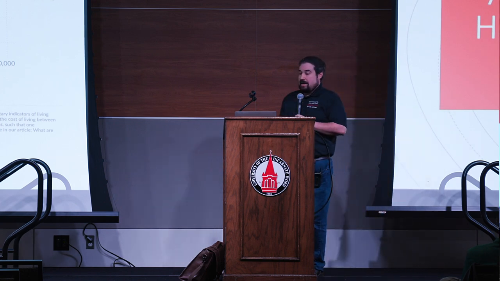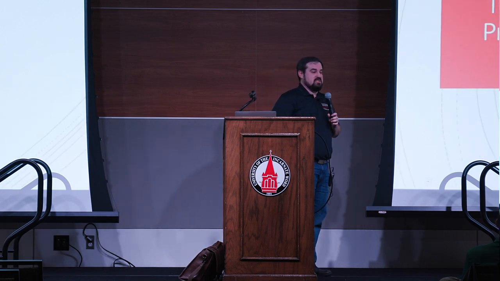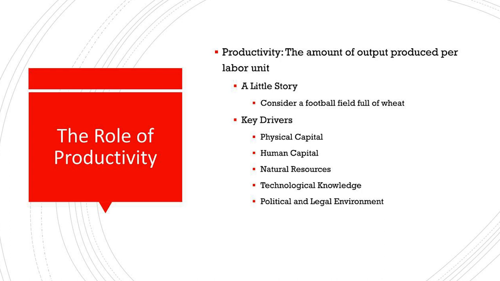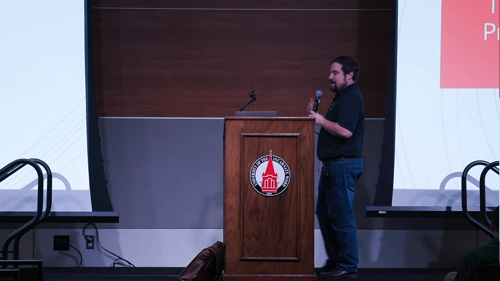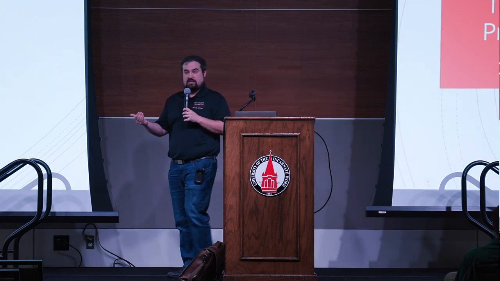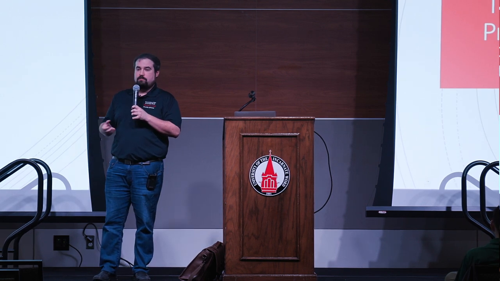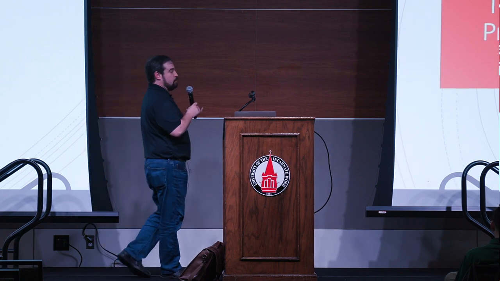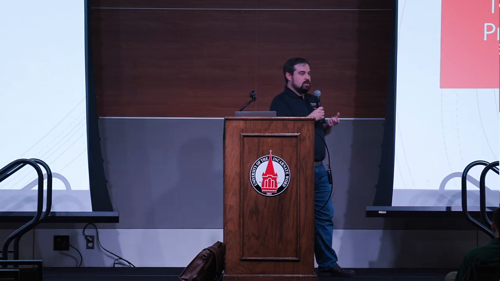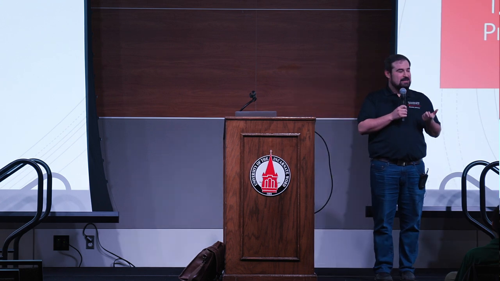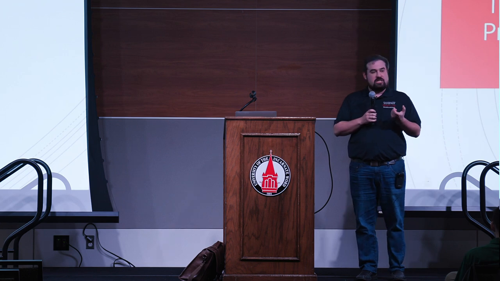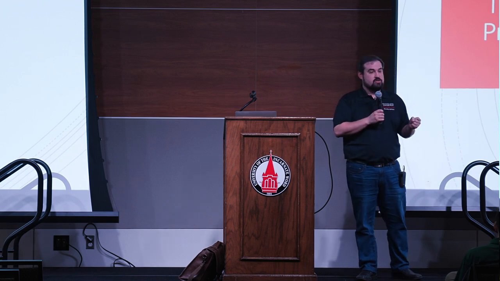Now, where that's going to take us is to the question of productivity. Why do some countries produce more than other countries do? The number one driver we have to answer that question is the idea of productivity. Productivity is the amount of output produced per labor unit, right? So it could be output per worker, output per worker hour, output per day, whatever it is, it's some output per unit of labor used. And the reason we look at GDP per capita so closely is that GDP per capita is driven by productivity more than anything else. Being productive is what allows countries to produce more.